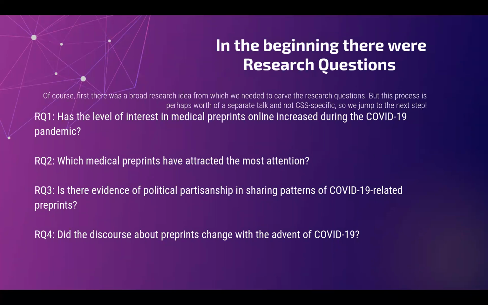So the first one, we wanted to check whether the level of interest in medical preprints online, or specifically on social media, increased during the COVID-19 pandemic. And did it level off at some point? Which medical preprints have attracted the most attention? Then, is there evidence of political partisanship in the share patterns of COVID-19 related preprints? And did the discourse about preprints change with COVID-19? So did people start to refer to them differently than they did before the start of the pandemic?